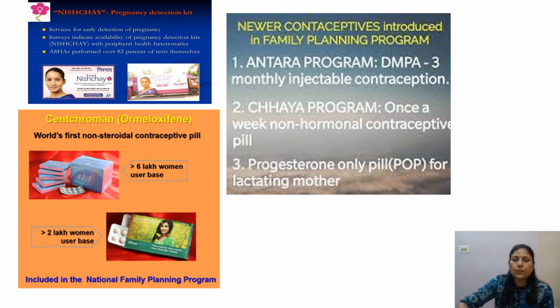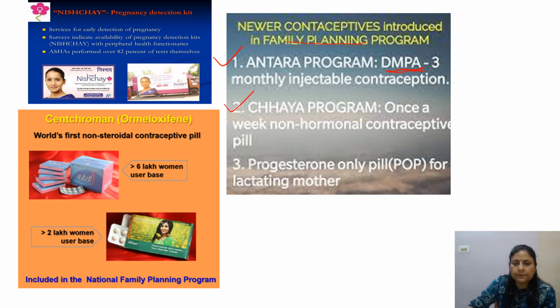Now, there are certain newer contraceptive methods which are introduced in family planning program. Newer methods is the Antara program. Antara program includes DMPA, which is a type of injectable contraceptive, and it provides contraception for 3 months. So you have to take this injection every 3 months. Next program is Chhaya program.